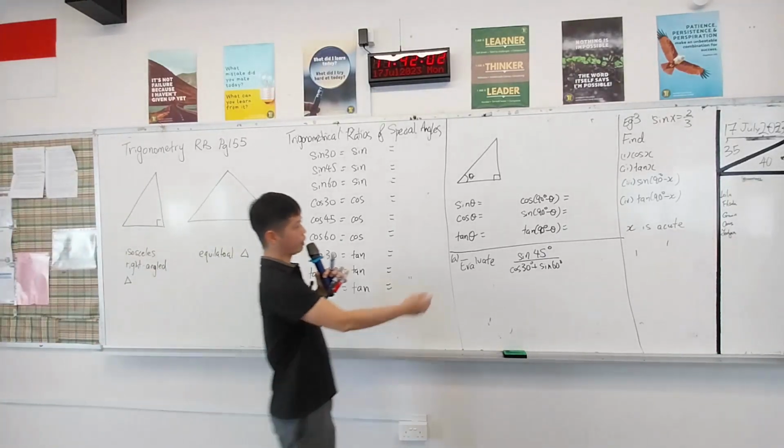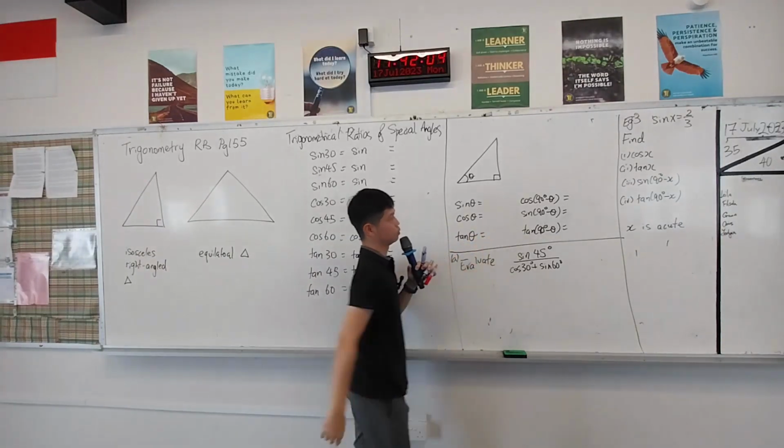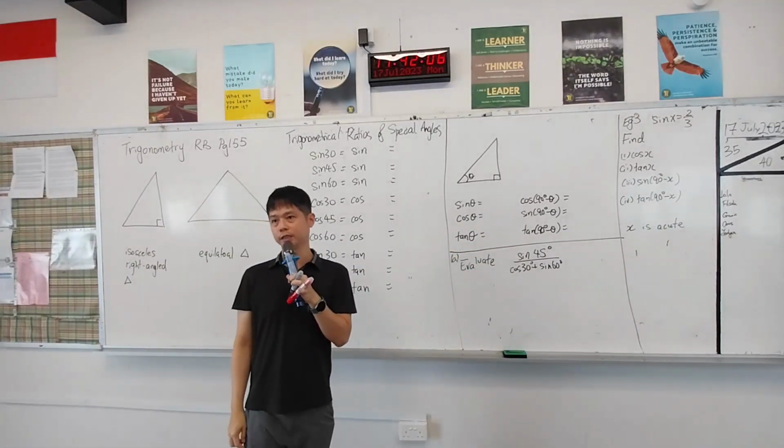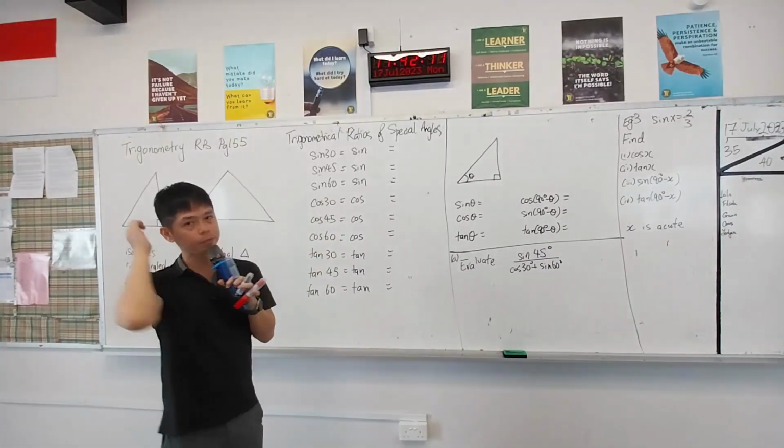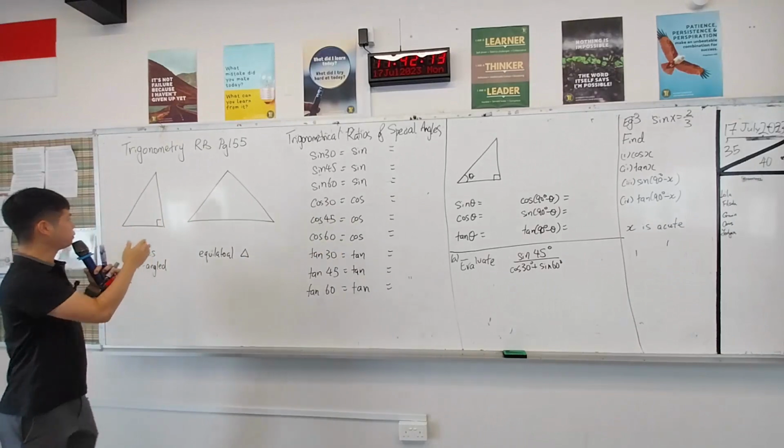Secondly, we have to find cosine, sine, and tangent of 90 minus theta. So what is it all about? What is the meaning of 90 minus theta? And we will do two examples, and then that's it for today. So let's start with this.